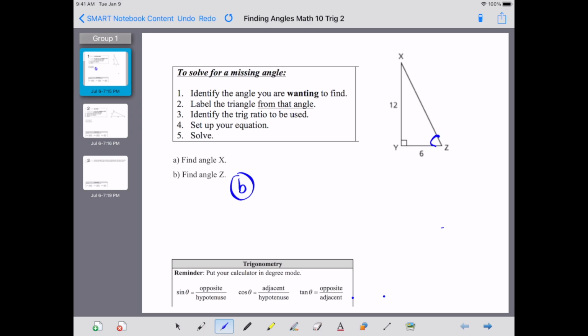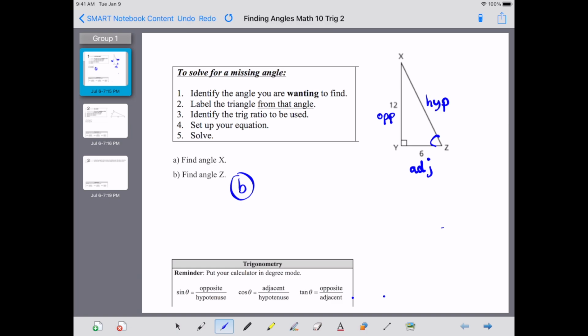So we will label our diagram a little differently as it relates to Z. So now the opposite side is the 12 and the adjacent side is the 6. And again, the hypotenuse never changes. It's just the opposite and adjacent that can flip-flop depending on whatever angle that you're using. Right? That's the part that I find a lot of students mix up and get confused about.